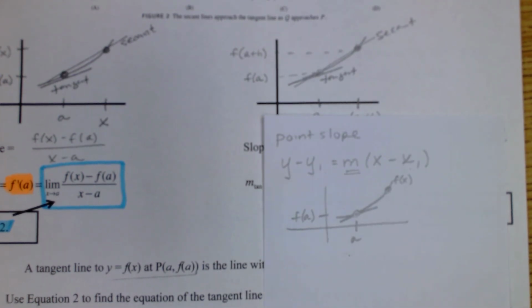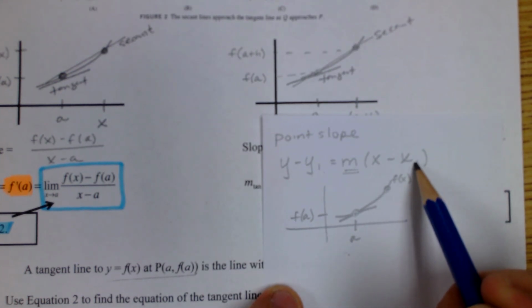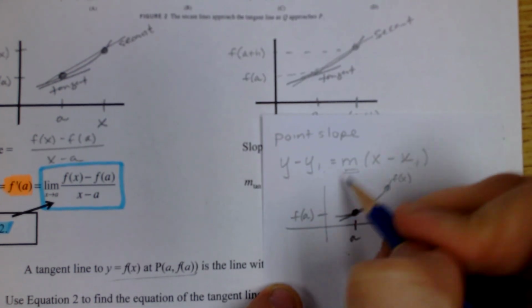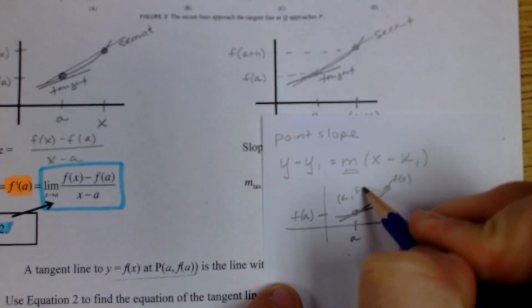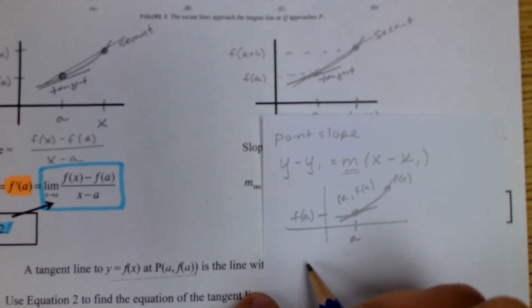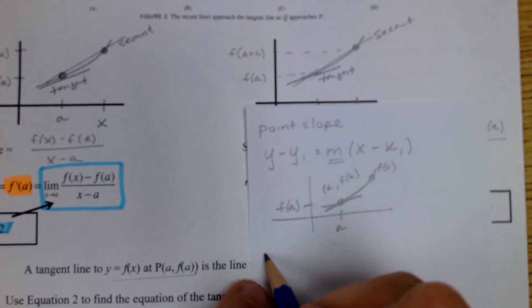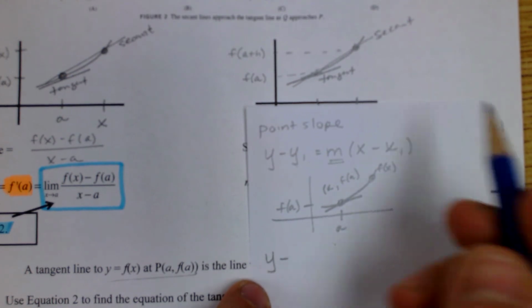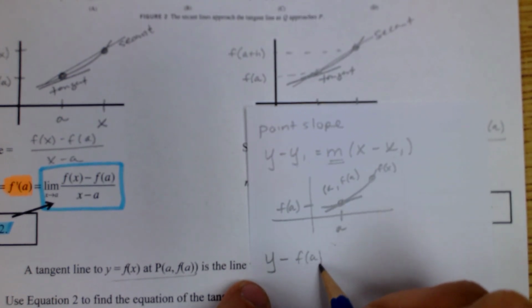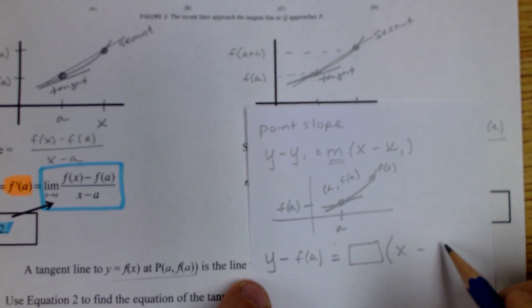So when I look at this, I'm like, okay, not a big deal. A goes in for x1, right? Isn't this ordered pair located at A, comma, f of A? So I have y minus y1, y minus, so my y1 is f of A, is equal to, we'll leave this open for right now, x minus A.